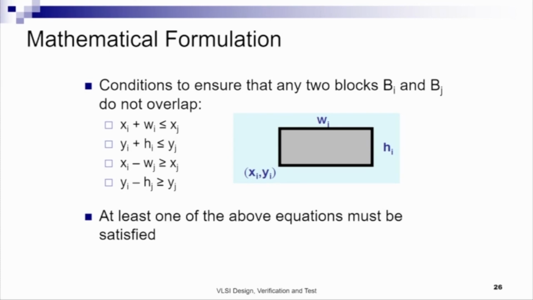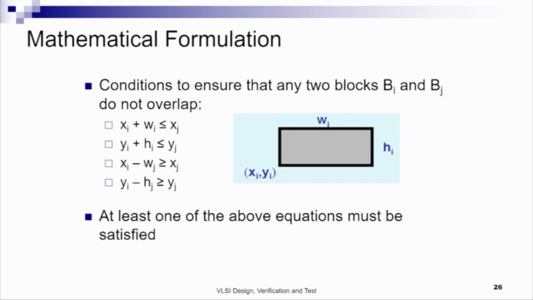Now, let us say that we have two blocks Bi and Bj. The first case is that we have Xj to the right of Xi. If Xj is to the right of Xi, then Xi plus Wi must be less than or equal to Xj. To ensure that two blocks will never overlap, we need to meet at least one of these 4 constraints. So, what are they? Xi plus Wi less than or equal to Xj, if Bj is to the right of Bi.